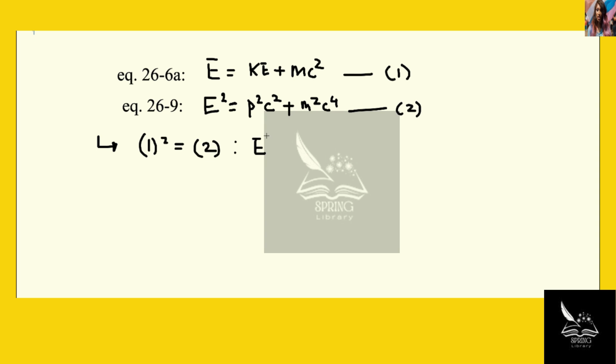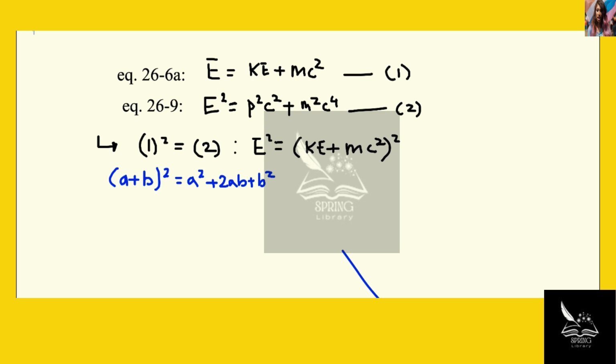E squared, squaring equation 1 means you're squaring this number over here, KE plus mc squared. So if you remember from high school algebra, (a plus b) squared can be expanded to a squared plus twice ab plus b squared, right? And so that's what we're going to use here to expand this out.